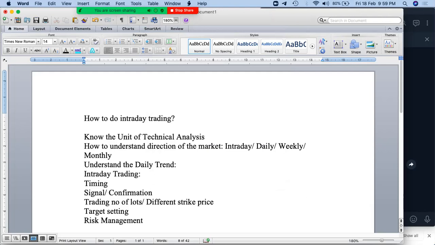Yes, welcome back everyone. This is going to be part two of intraday trading. What we learned in intraday trading part one was the unit of technical analysis. We saw the range which has been formed and the reversals, which are generally at 0.236 or 0.5 levels of the range which has been formed. How to understand directions of the market.